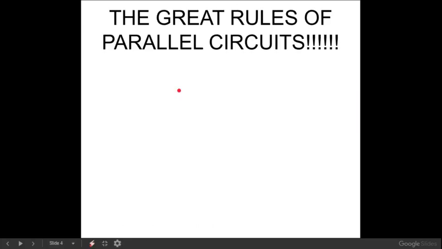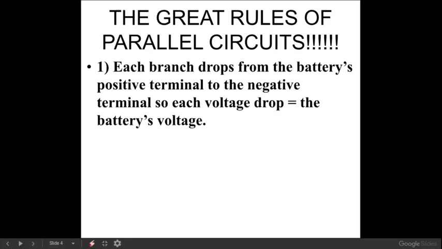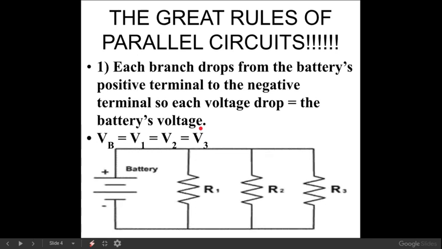And so that translates to the first great rule of parallel circuits. Each branch drops from the battery's positive terminal to the negative terminal. So the voltage drop is just equal to the voltage of the battery. We could say it in equation form like this. The voltage of the battery would be equal to the voltage across resistor 1. That would be the same as across resistor 2. And if there was a third one, across resistor 3, and so on.